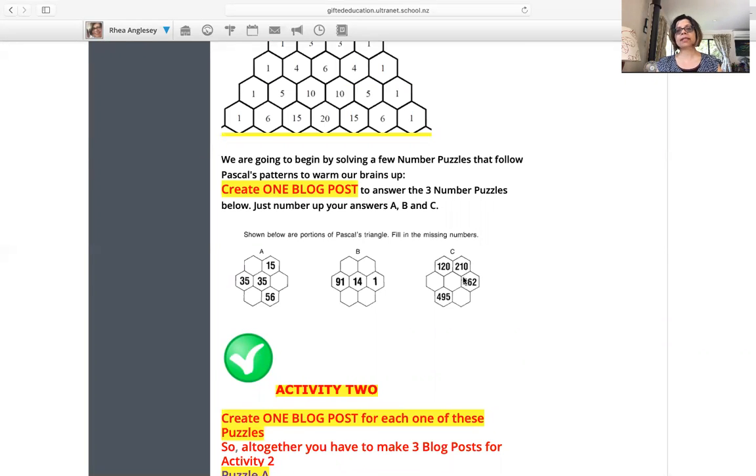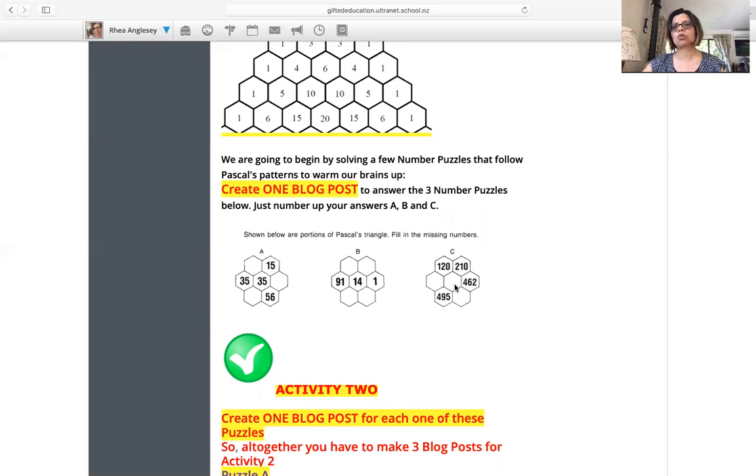You have to fill in the missing numbers following the pattern that Pascal did. So when you can see that here you've got 15, here you've got 35. So obviously that number is going to be 20 over there because we know that in Pascal's triangle, the top two numbers add up and make the bottom number, right? Okay. So these are really big ones. So have fun with them.